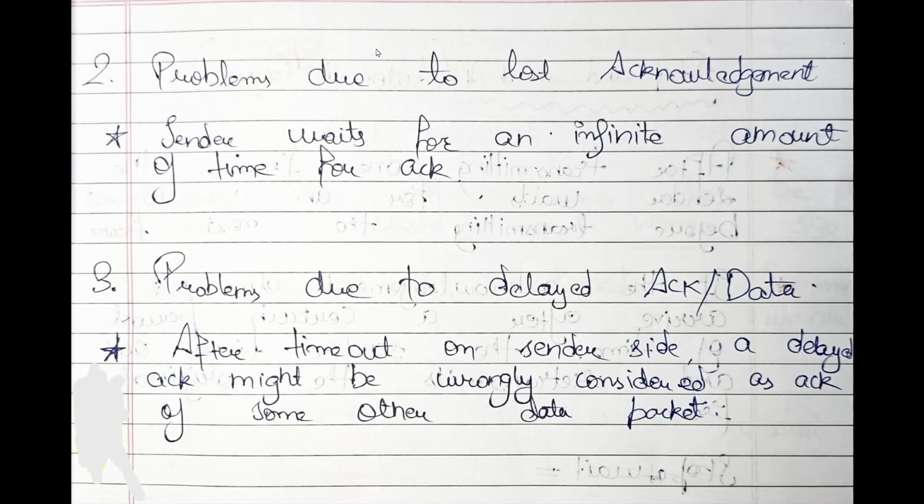Moving on to the next page. Problem number 2: due to lost acknowledgement, the sender waits for an infinite amount of time for the acknowledgement, as I told you earlier. Problem number 3 is due to delayed acknowledgement or data. Suppose the acknowledgement that you send me, as a receiver, somehow got delayed. That's also a problem. After timeout on the sender side, a delayed acknowledgement might be wrongly considered as the acknowledgement for some other data packet. That's why it's an issue.